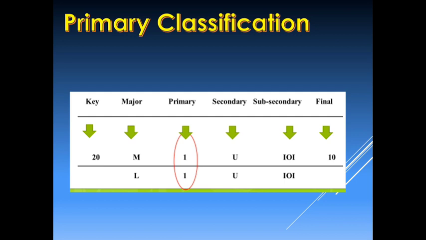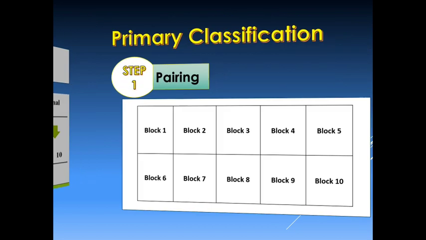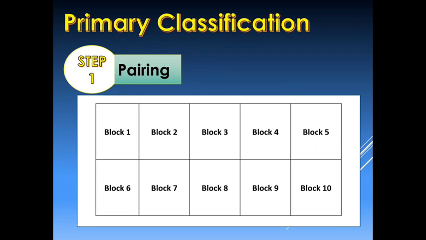So when we talk about primary classification, this is actually the summation or adding of all the numerical values which are assigned to whorl type of pattern that appears in a fingerprint chart, which are expressed as numerators and denominators in the classification formula, plus the established fraction of 1/1. So let us now proceed with the first step in primary classification.